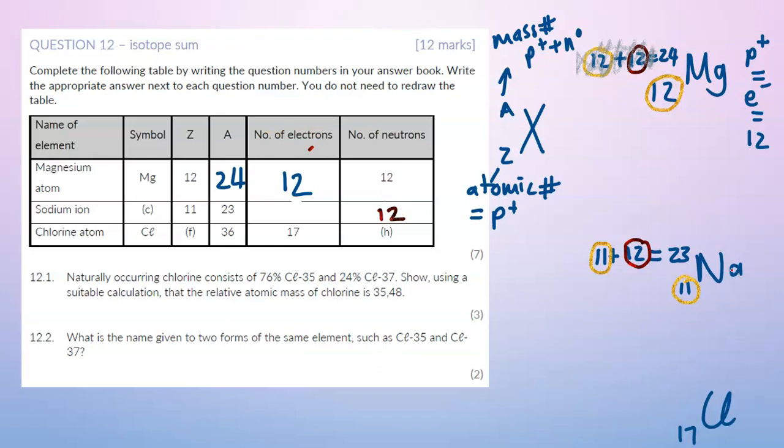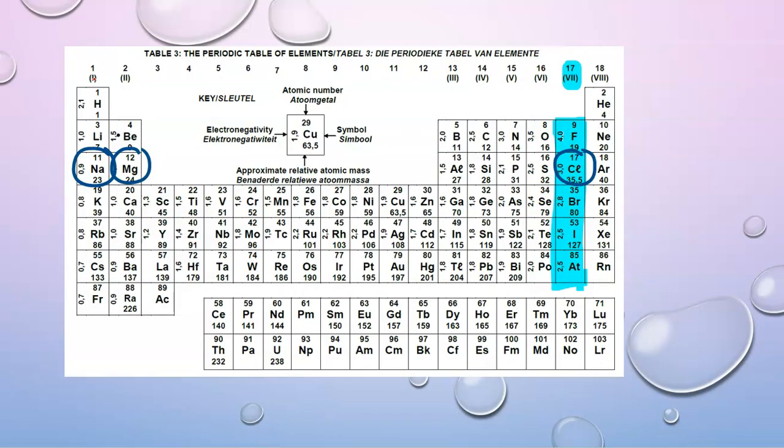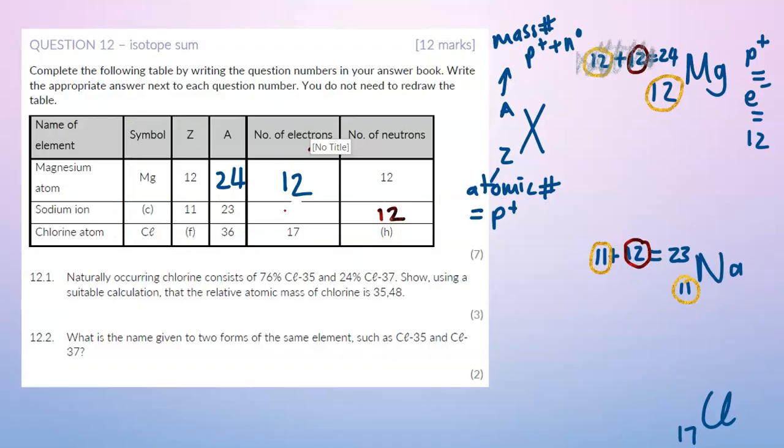Now the sodium ion will have 11 electrons, but because sodium is in group 1, and sodium really wants to look like neon, sodium will give away one of its electrons to become neon. So the number of electrons here will only be 10. Okay, sodium will give one away.